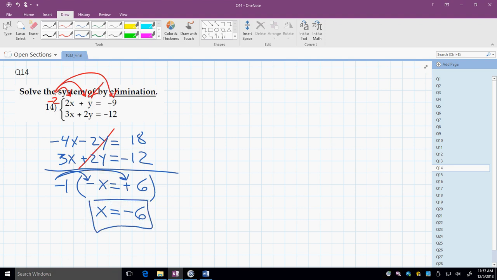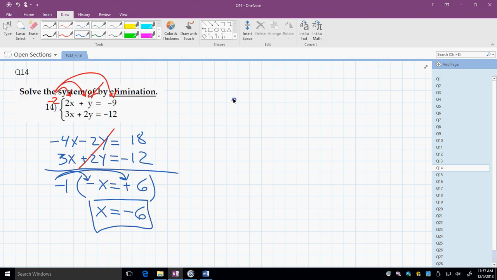If you look at your choices right there, you could stop. We can still find y, but you can see there's only one choice with x to be negative 6. So right there you will know your answer. If you're taking the test, I'm just giving you some clues so you don't waste time. But you learn how to do it, so we're going to still do it.